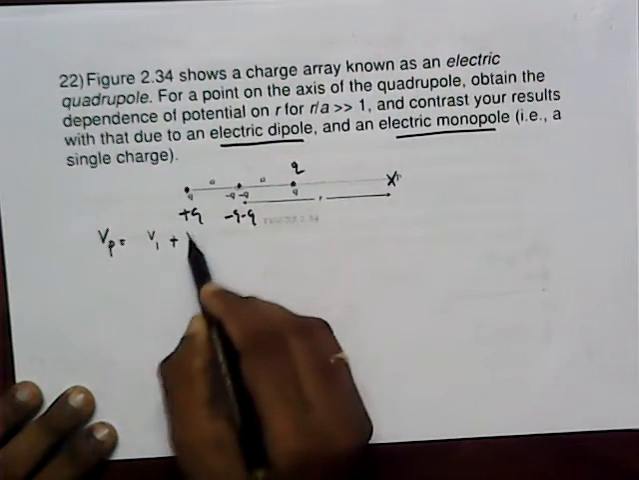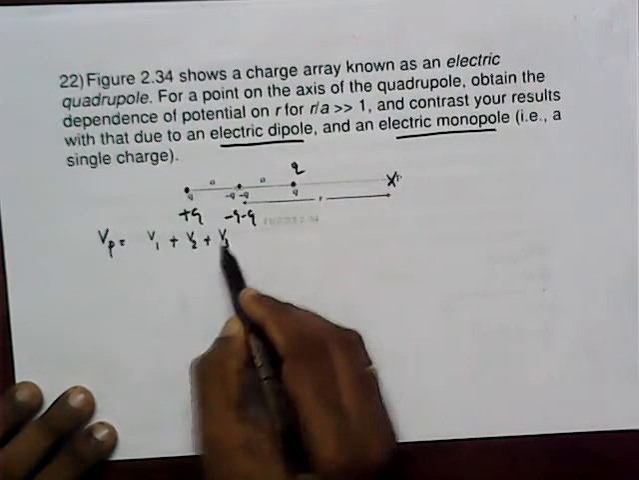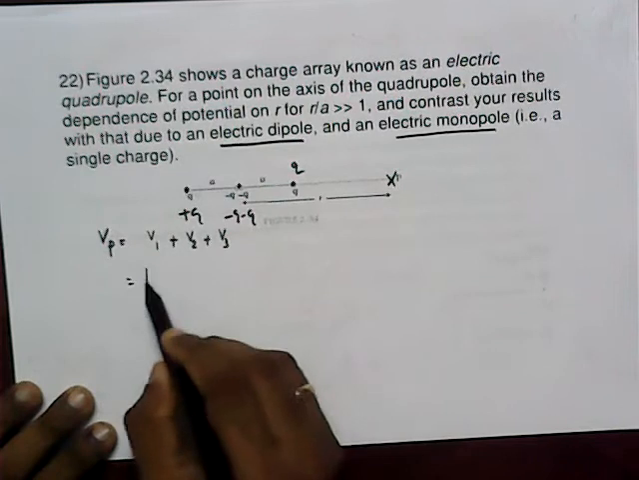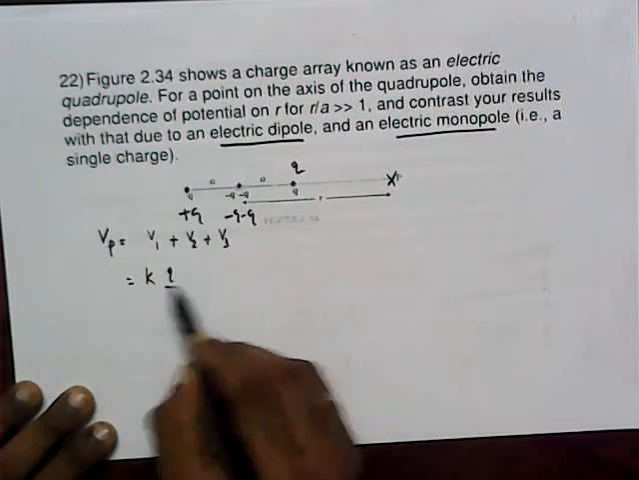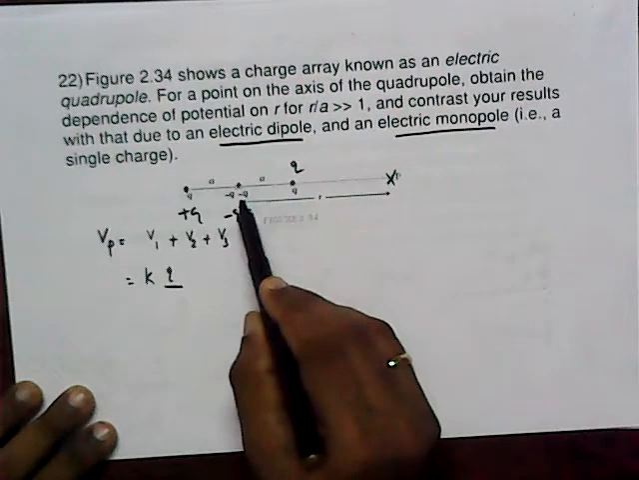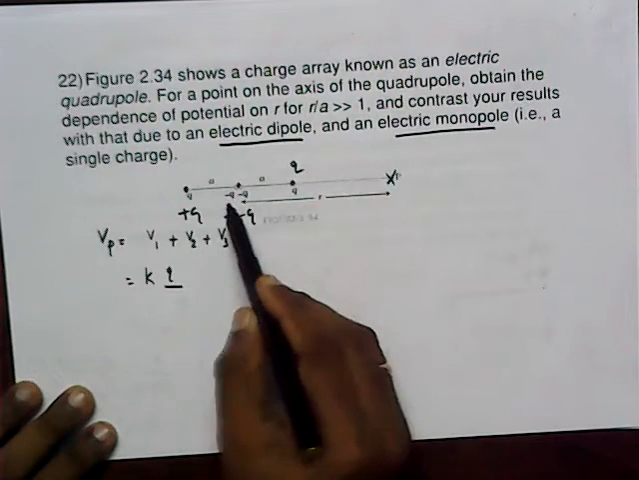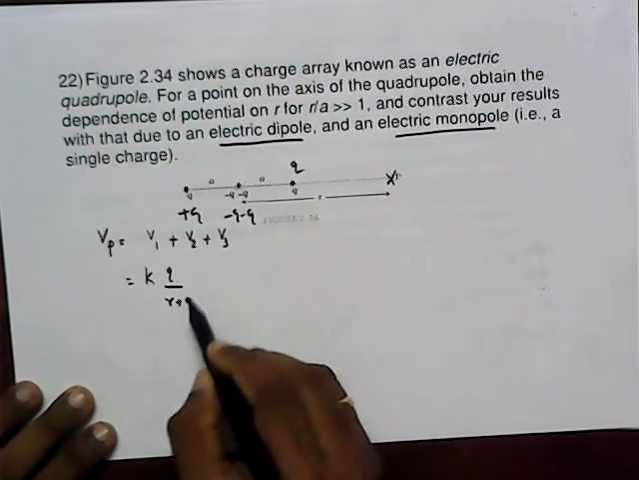So with the potential at the point P, we can say there are three contributions: V1 plus V2 plus V3. What is the V1 contribution? It is simply K times the charge Q divided by the separation. From this point it is R, so this becomes A, so we can say it is R plus A.